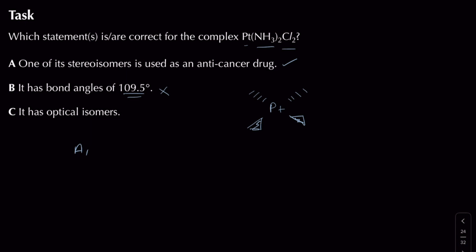So if I were to draw the rest of it out just for completion, I end up with something that looks like this. This is cisplatin, the one that's used as an anti-cancer drug, and it has a bond angle of 90 degrees itself. So there's that complex there. In that case, if you were to look at C, does it have optical isomers? No, because it does not have at least 2 bidentate ligands on an octahedral complex. So the only correct answer is just going to be A in this case. So A is going to be the only correct answer.